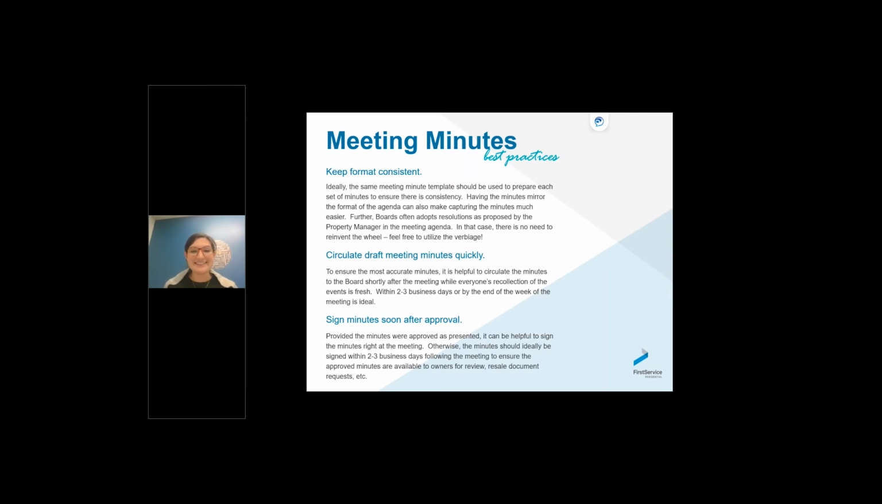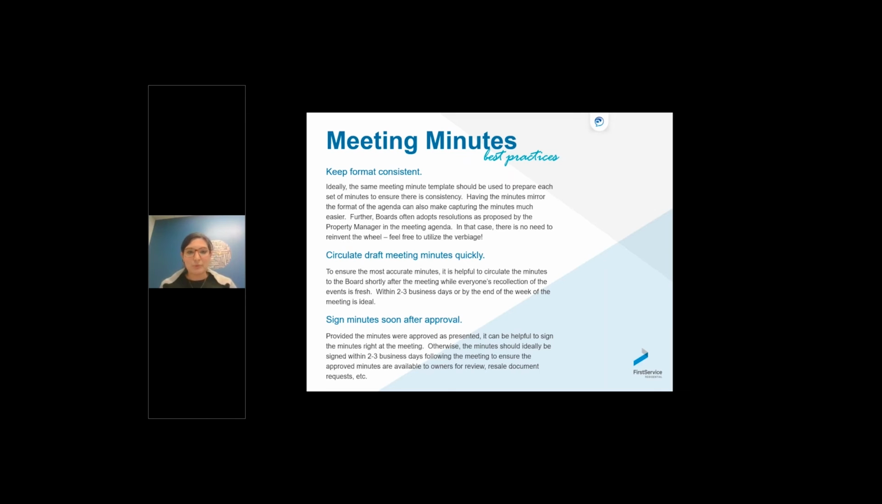Keep the format consistent. Ideally, the same meeting minute template should be used to prepare each set of minutes. Not only does that make things much more efficient, since you're not starting from scratch each month, having a consistent format is just helpful in making sure that record keeping is accurate, clear, concise, and easy to understand.